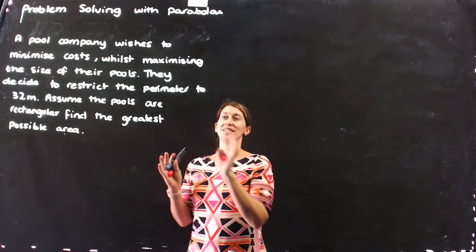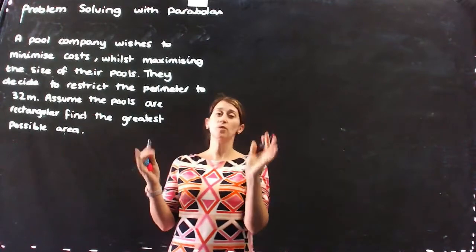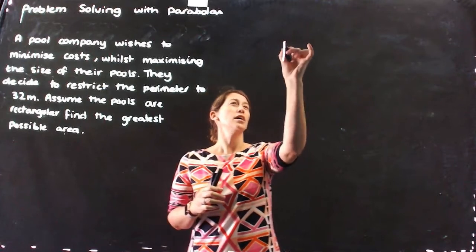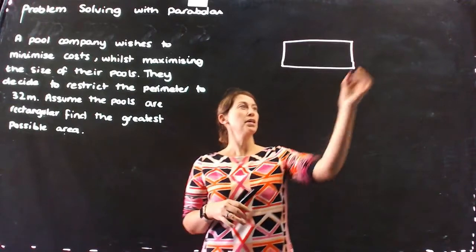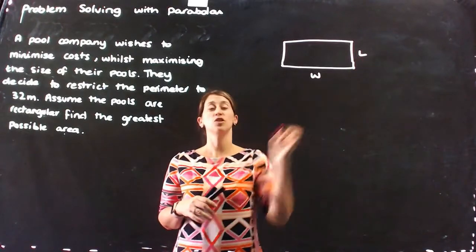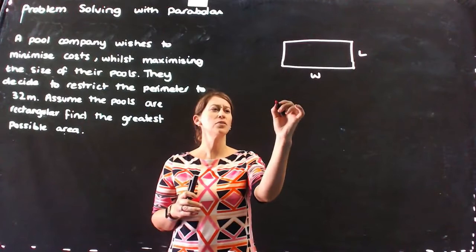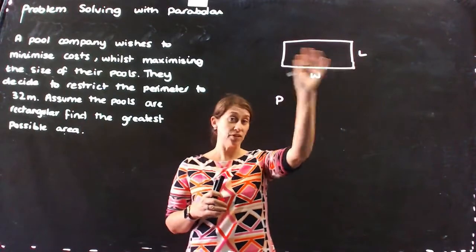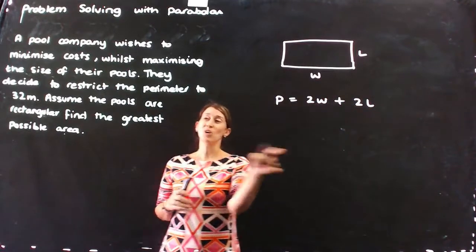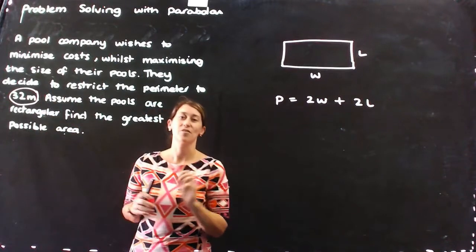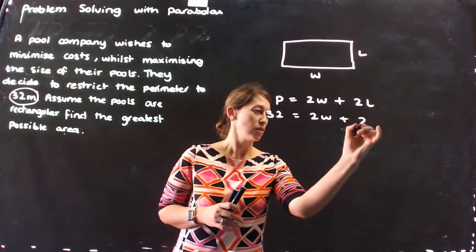Now, this is a problem that needs to be converted into an algebraic formula. So the first thing we need to do is draw a diagram. We're dealing with rectangular pools, so I'm going to draw a small diagram and define some variables. Obviously I'm going to use P for perimeter, L for the length and W for the width. And I can now formulate a formula for the perimeter, because the perimeter of this rectangle will be twice the width plus twice the length. So 2W plus 2L. Now we've been told in the question that the perimeter is 32 metres. So I can put the formula equal to 32 and I have a formula.